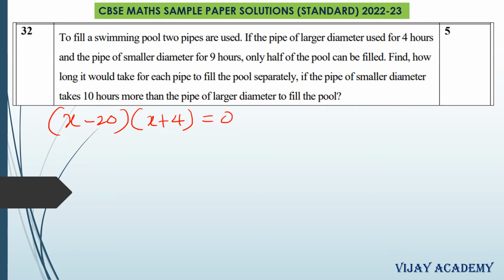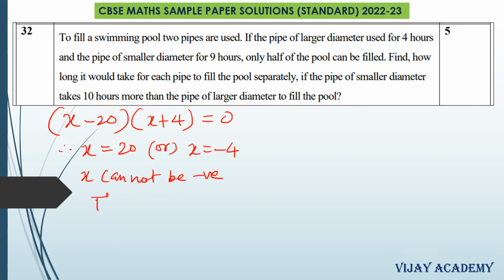So equate each factor to 0. So we get x is 20 or x is minus 4. Where x is the time taken by the pipe, x cannot be negative. Thus x equals 20. So time taken by the larger diameter pipe is 20 hours, and time taken by the pipe of the smaller diameter is 20 plus 10, that is 30 hours.